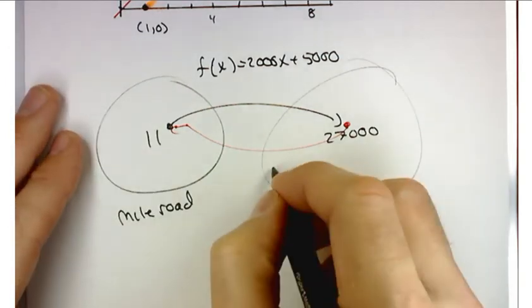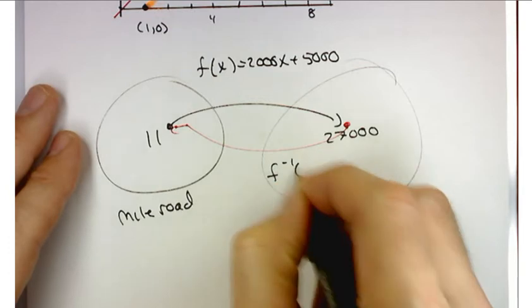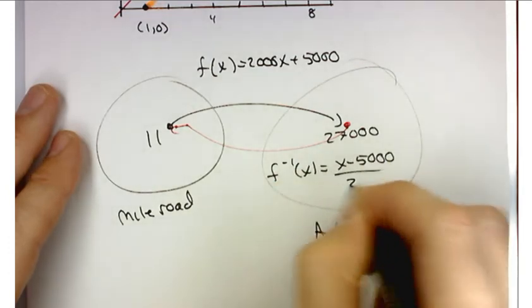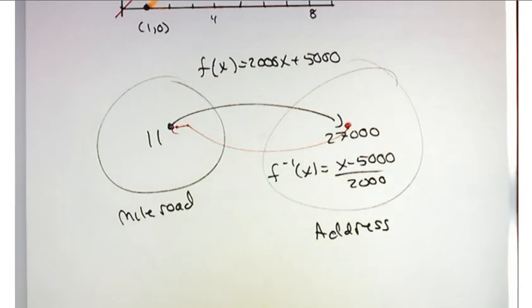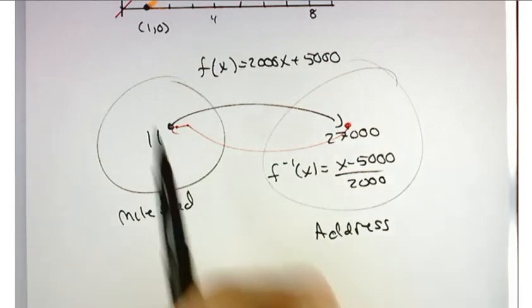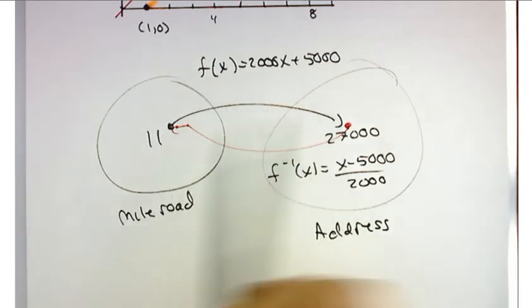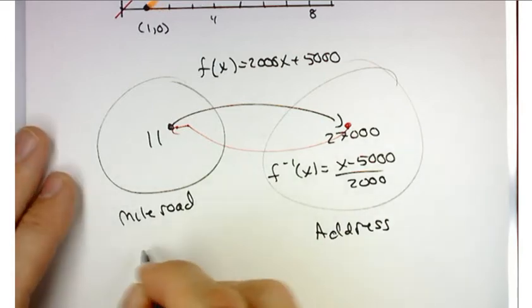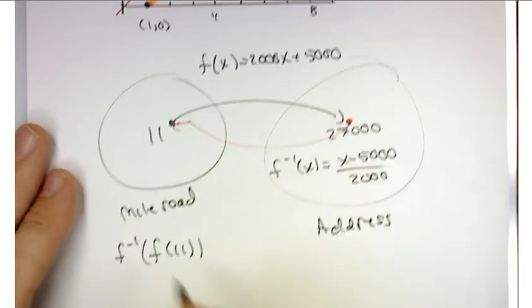What would that be? It would be f inverse of x equals x minus 5,000 divided by 2,000. So that's what goes backwards. The function goes one way, the inverse function goes the other way. So what would happen if I did one then the other? If I did, say, f of 11, and then I did f inverse of that.